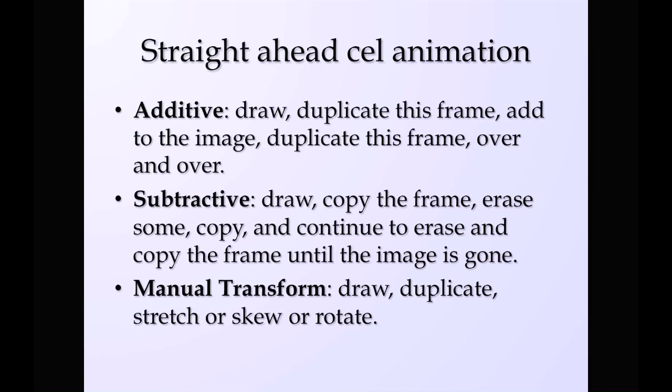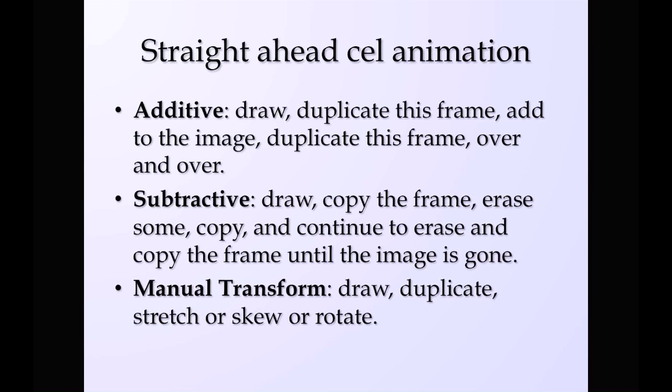Subtractive is basically the opposite. You have the entire object and then you erase part of it and go into the next frame. Each time you go to the next frame, you erase a little more. Then if you use the subtractive method and then reverse it, you can make it look like it's growing and you'll have a little more control over the end product because you know what the image is going to end up with.